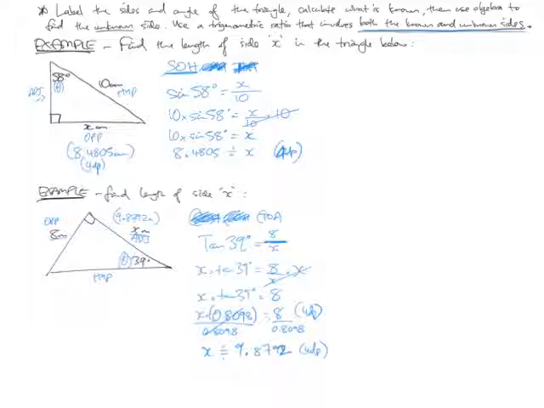Alright, so that is another example of finding the side length using a different ratio there.